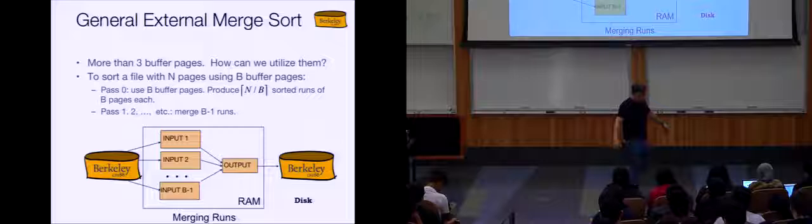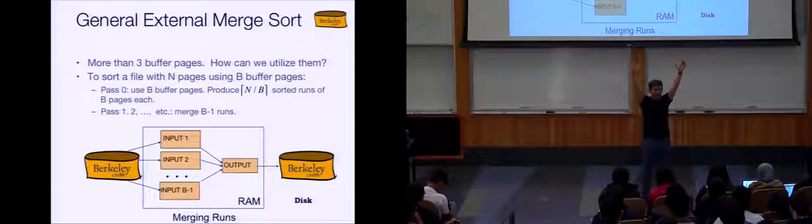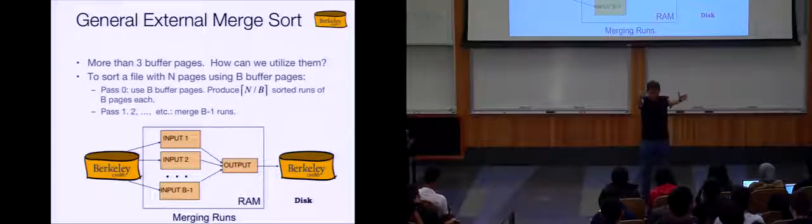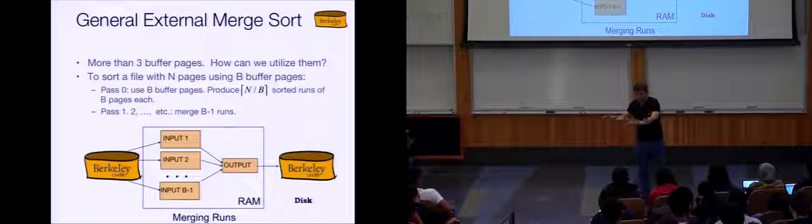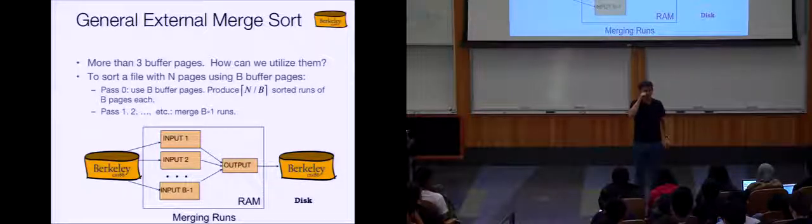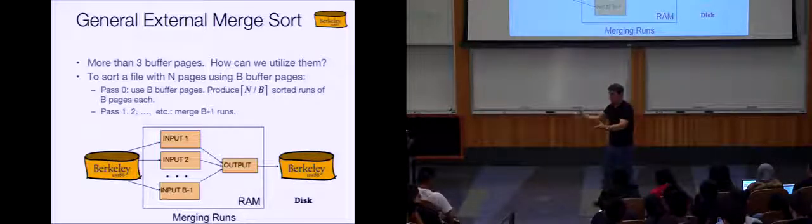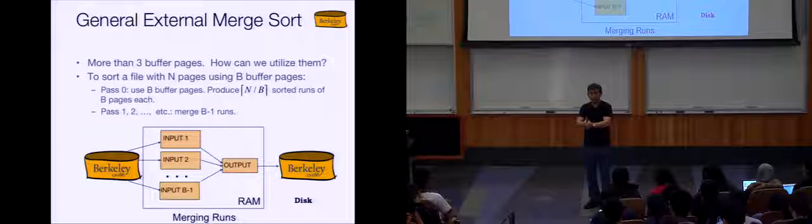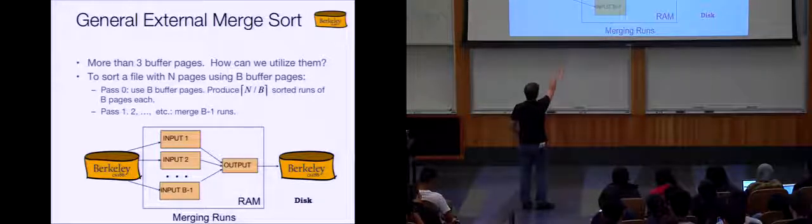In pass 0, we're going to fill up memory, which is B big. We're going to read in B blocks of our file, sort it in memory using quicksort or whatever you like, and write that run to disk. Then we'll take the next B blocks of the file, sort it in memory, and write it to disk. It's just like pass 0, but we're doing it on B blocks at a time. And at the end of that, we will have n over B sorted runs on disk, each of which is B big. Yep, so that's pass 0.